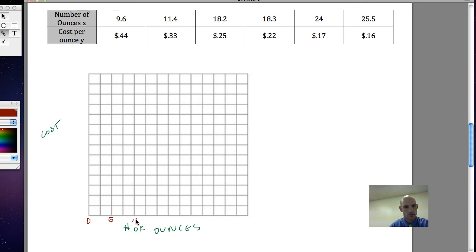5, 10, 15, 20, 25, 30. Notice I went in increments of 5, but I have that split in the middle that's going to be 2.5.